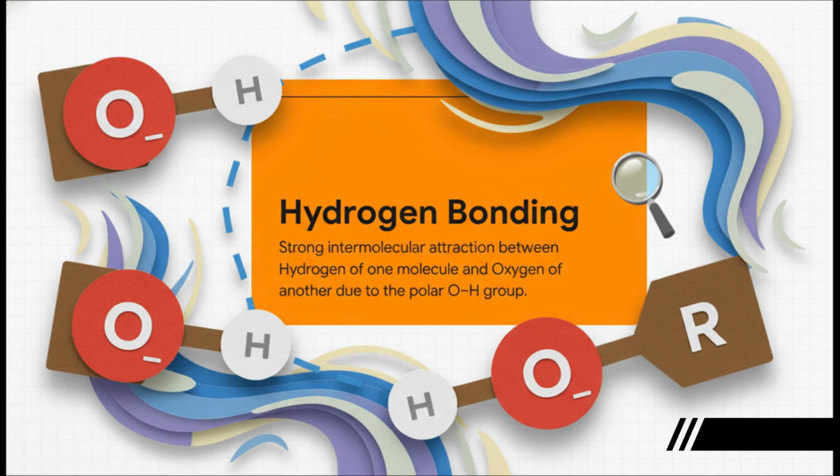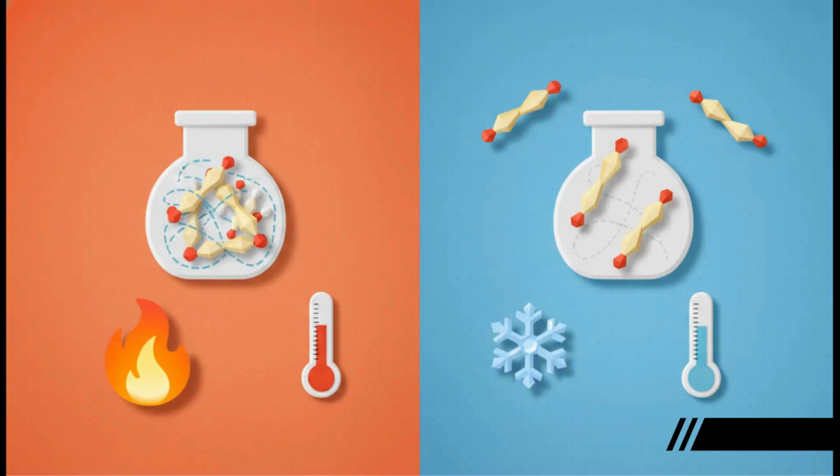See, oxygen is super electronegative, so it pulls the electrons toward itself. This makes the hydrogen slightly positive and the oxygen slightly negative. And that creates this really strong attraction between molecules. It's not just some weak force, it's a powerful bond that controls pretty much everything. And this is the perfect example of that power in action.